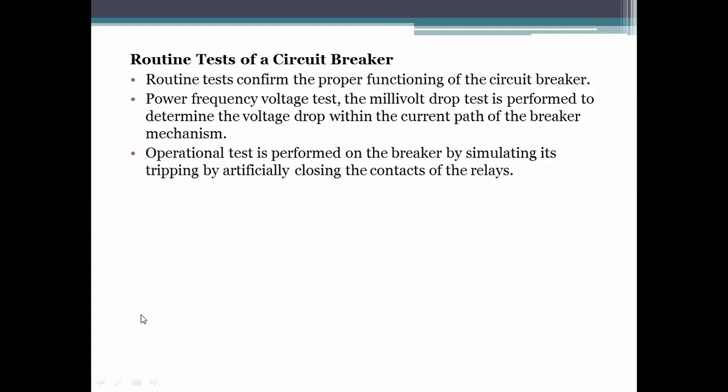Okay, means we are just testing, when we are closing the contacts of the relay, then only your circuit breaker is operating. So we are manually closing the relay contacts and we are checking whether our circuit breaker is performing or not. Okay, means trip होते का नाही ते check करतात फक्त. So these are the routine tests. Okay, perform.